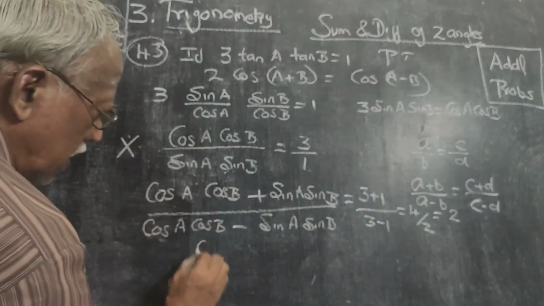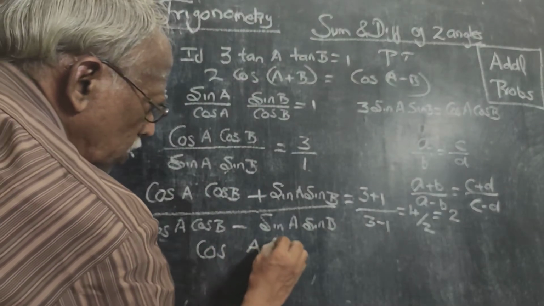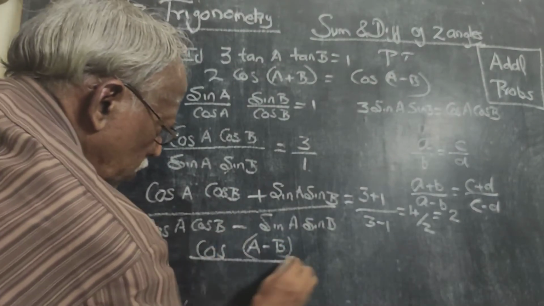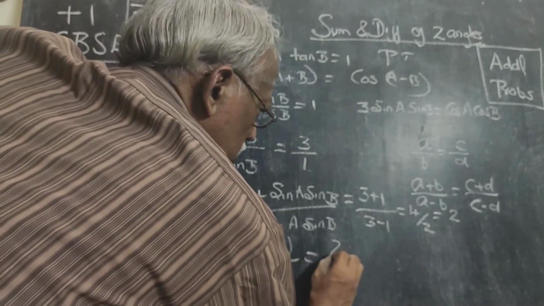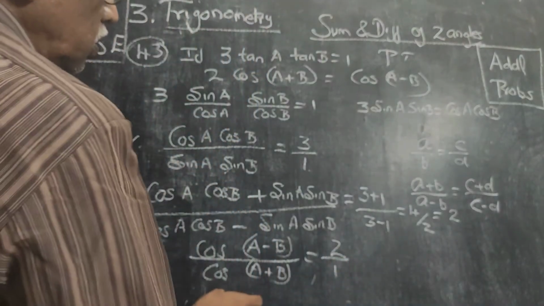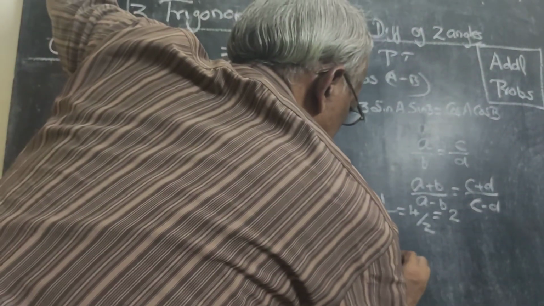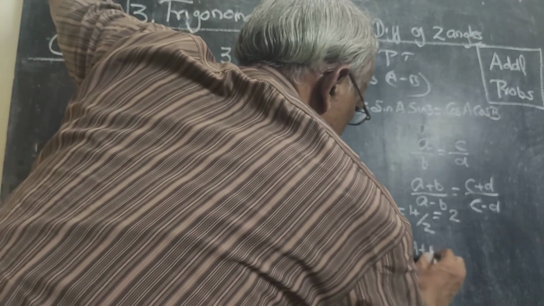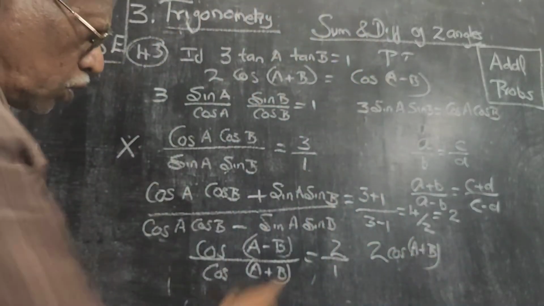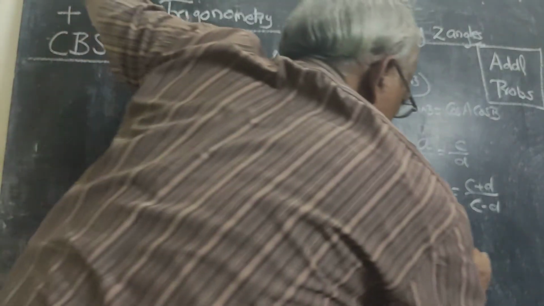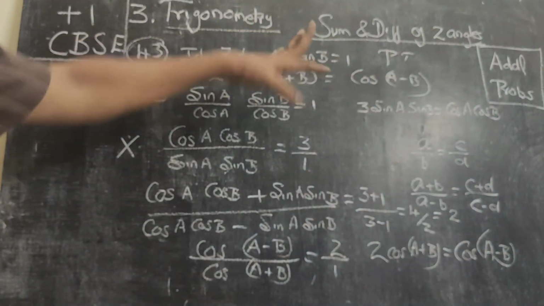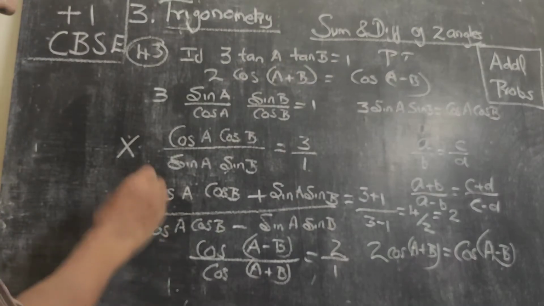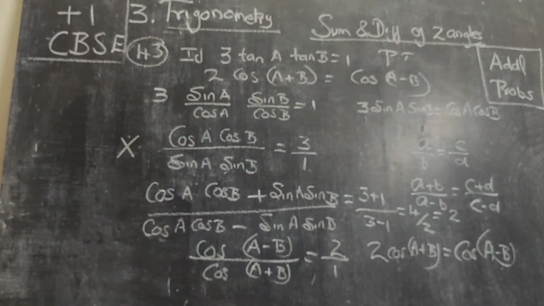Now this is cos A minus B, you know, and this one you know is cos A plus B, that is equal to 2, otherwise 2 by 1. So if you are cross multiplying, you will get 2 times cos A plus B is equal to cos A minus B, which we have to prove. 2 times cos A plus B equals cos A minus B. So it's a very nice problem. Unless you do it like this, you will not get it easily.